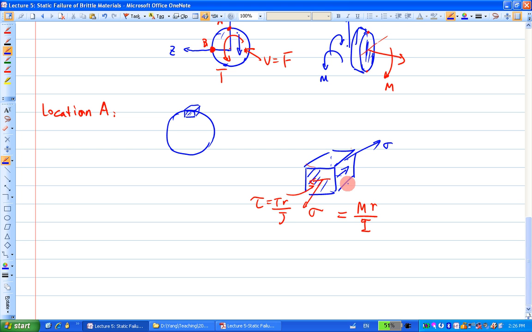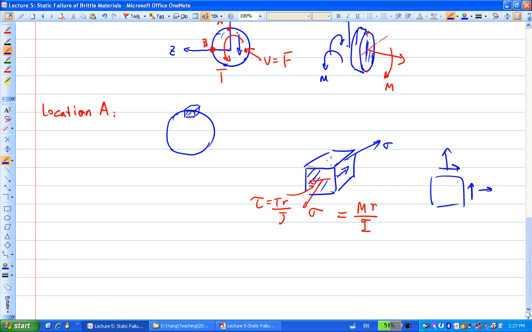This is what we call what? Remember, this kind of thing is what we call a plane stress. Plane stress, because when you look from the top, all you see is basically something like this. That's what we call plane stress. There's nothing on this surface here.